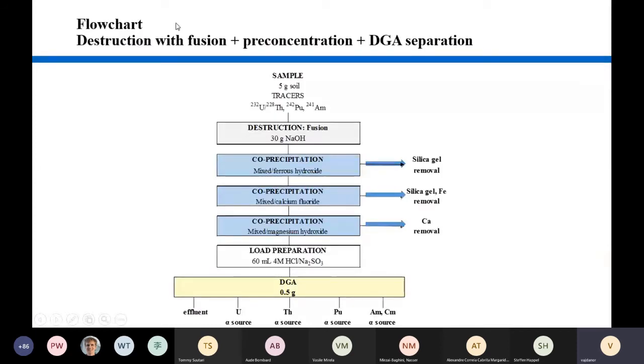So with this knowledge, we made up our flowchart now for the analysis of soil and sediment samples. 5 grams of soil sample is spiked with tracers. Sample is destroyed by fusion with sodium hydroxide. The fusion cake is dissolved and the resulting mixed hydroxide precipitate is filtered. At this moment, the silica gel is removed in the filtrate. Then we make a mixed fluoride precipitate, which carries all the actinides and removes the remains of silica and most of the iron. And then we make the substoichiometric calcium co-precipitation with magnesium hydroxide. And then we can prepare the load solution and go to the sequential separation of actinides.